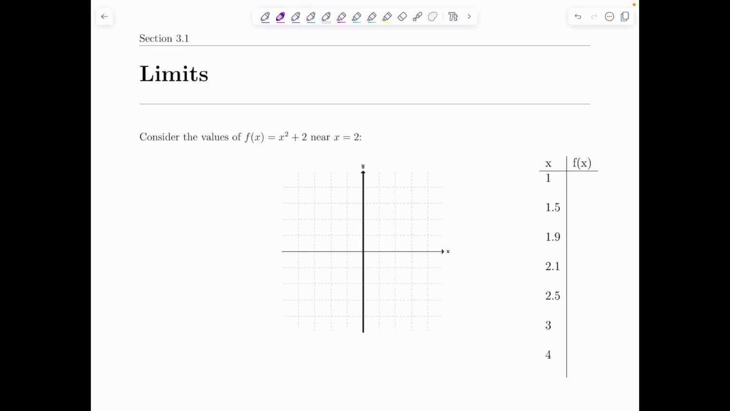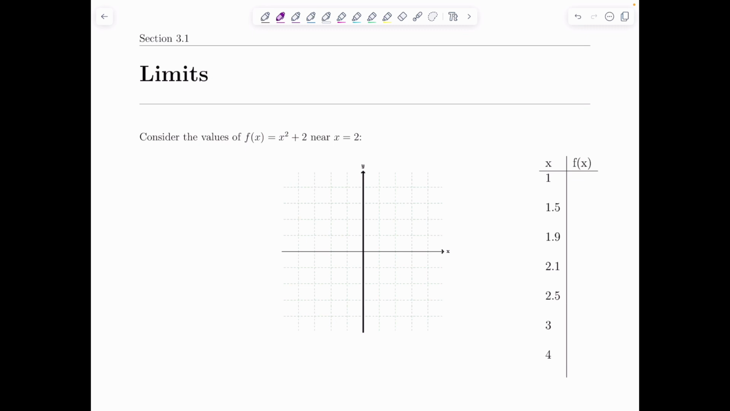This is the video lecture for section 3.1 for business calculus on limits. To motivate the idea of what a limit is, we're going to work through the following exercise. I want you to consider what the values of f of x equals x squared plus 2 are near x equals 2. So not at x equals 2, but near it.